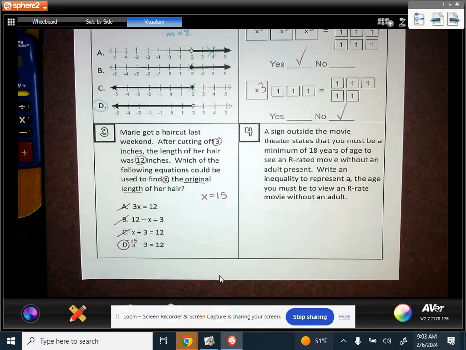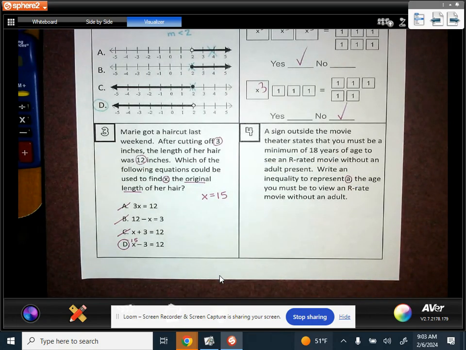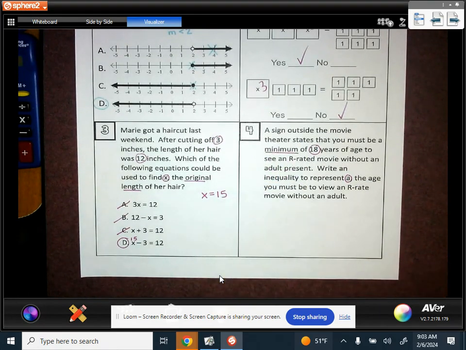Number 4 is all about inequality language. So it says a sign outside the movie theater states that you must be a minimum of 18 years of age to see an R-rated movie without an adult present. Write an inequality to represent A, the age you must be to view an R-rated movie without an adult. So remember, on these, we circle the variable, we circle the number, and we underline our inequality language. So right here, it's minimum. So what they mean by a minimum of 18 years is that you have to be 18, like exactly 18, or older than 18. So that would be greater than or equal to.